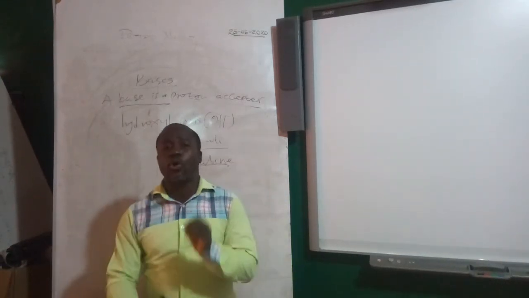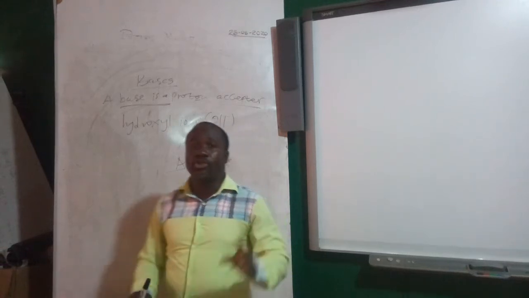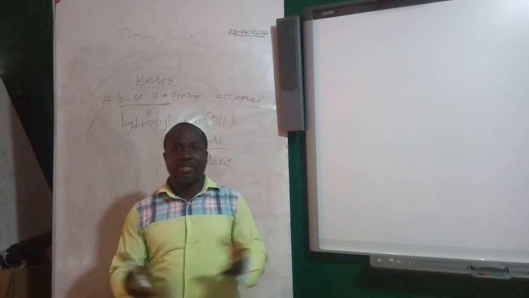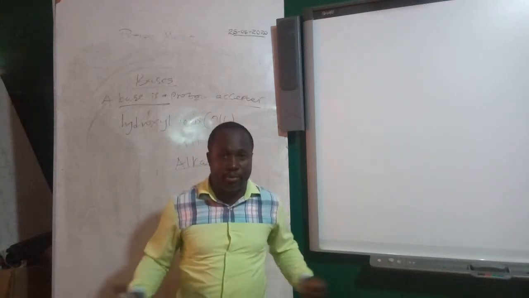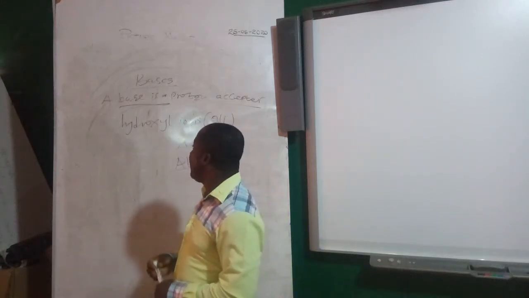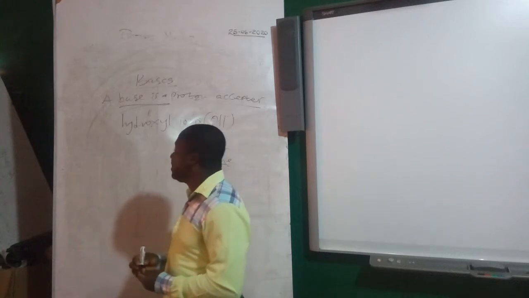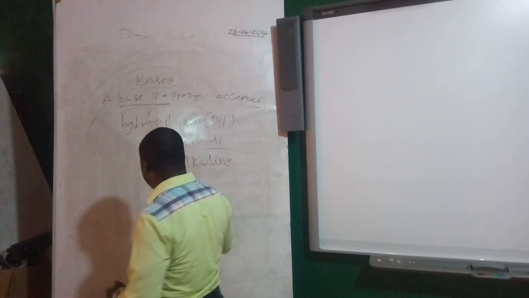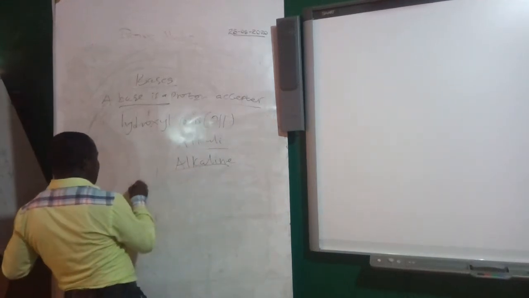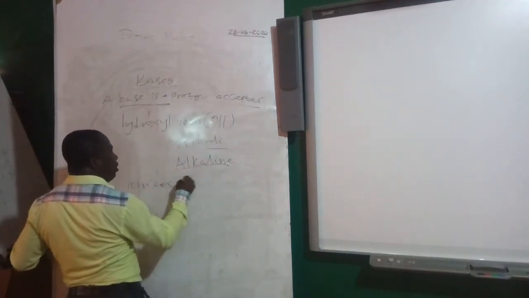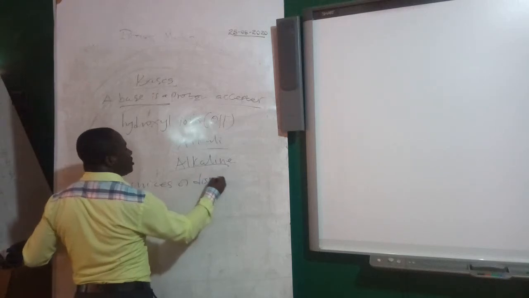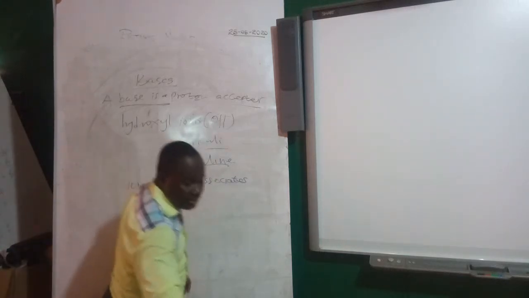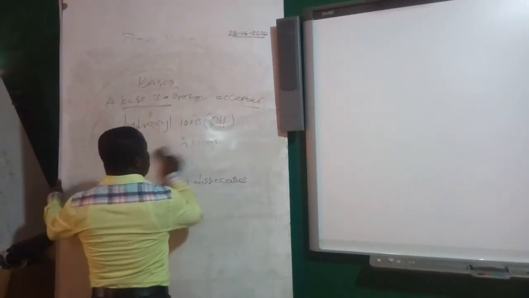Now, bases can also be grouped into two: strong bases and weak bases. And what makes a base a strong base? A strong base is defined as a base which ionizes or dissociates.